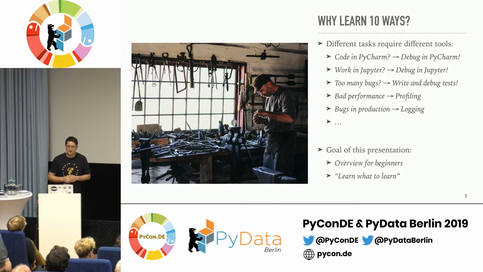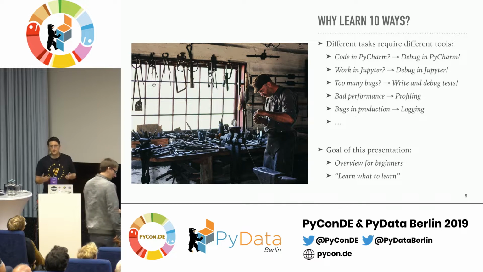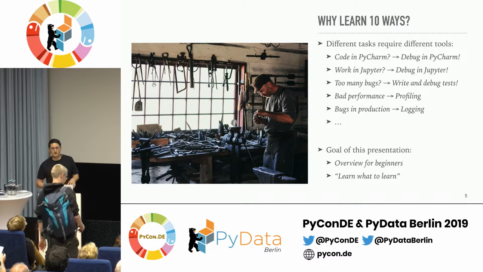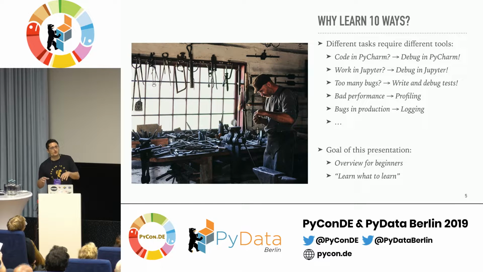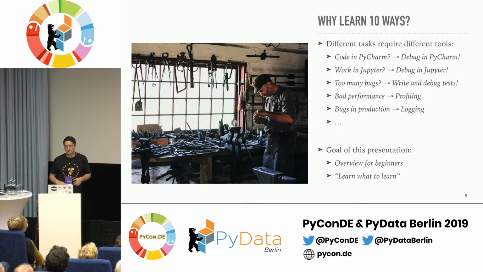Why 10 ways? I think different tasks require different tools. So if you're coding in PyCharm, then you should debug in PyCharm. If you're working in a Jupyter notebook, then you should debug in the Jupyter notebook, and not, just because you don't know how to debug where you currently are, switch to some other tool. If you have bad performance, then you need to learn how to do profiling. If you have bugs in production where you cannot use PyCharm on the customer machine, then you have to use logging. So that's why you have to learn multiple ways to debug.